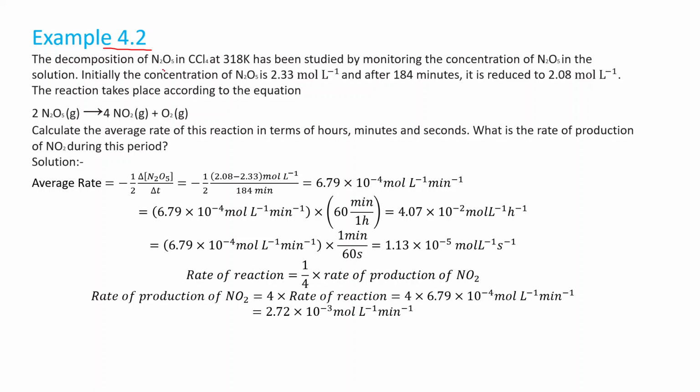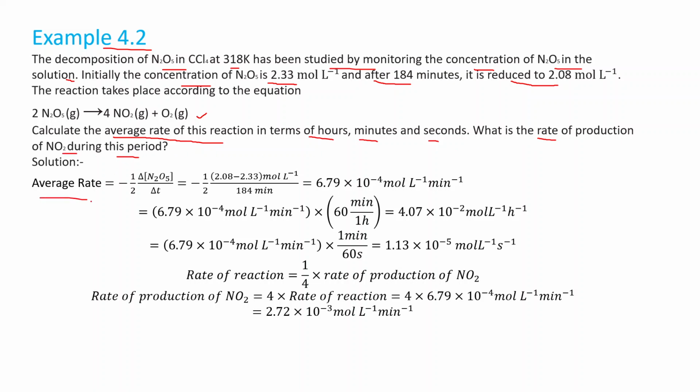The decomposition of N2O5 in CCl4 at a given temperature in Kelvin has been studied by monitoring the concentration of N2O5 in the solution. Initially, the concentration of N2O5 is 2.33 mol per liter. After 184 minutes, it is reduced to 2.08 mol per liter. The reaction takes place according to this equation, and we have to calculate the average rate of the reaction in terms of hours, minutes and seconds, and the rate of production of NO2 during this period.